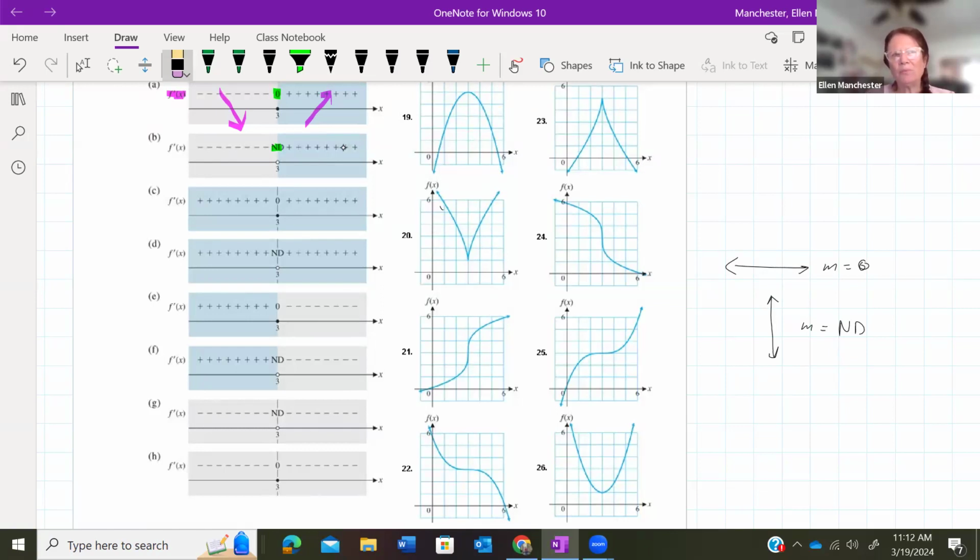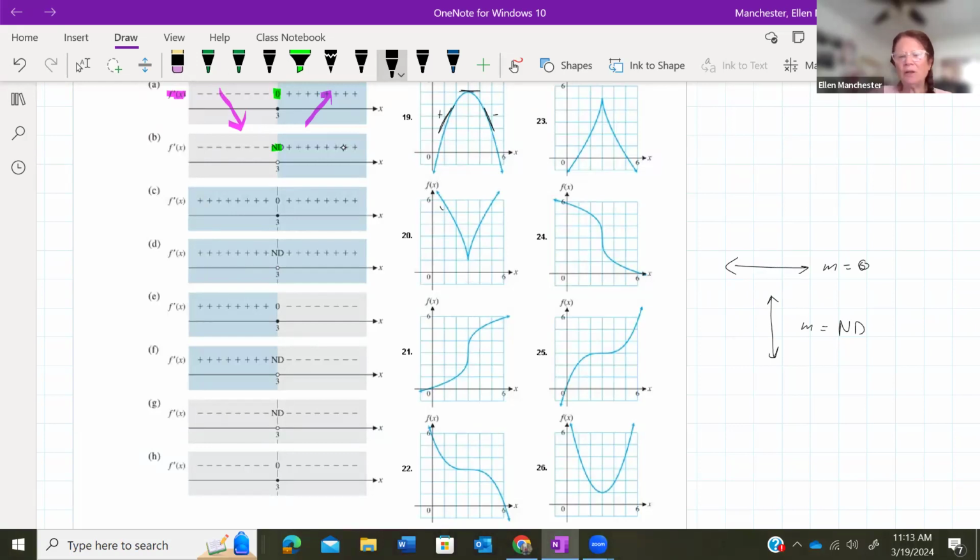So let me give you an example. On A, I'm looking for a graph where my slope goes down, and then it flattens out, and then it goes up again. So if I look at 19, my slope right here is positive. This is a positive slope. And then it goes to 0, and then it goes to a negative slope.